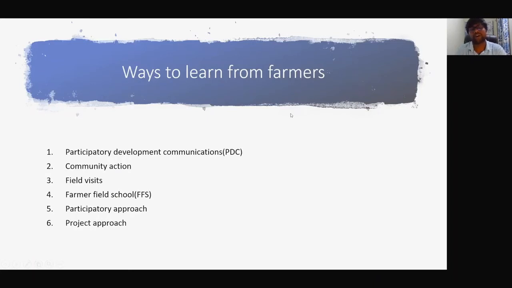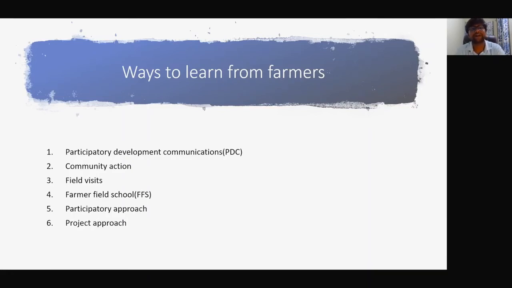Now let's see what are the ways to learn from farmers. It's not like we know every bit of the rural stakeholders with whom we are dealing. So in order to learn more about them, these 6 ways can help us in learning or having an idea of the different stakeholders.